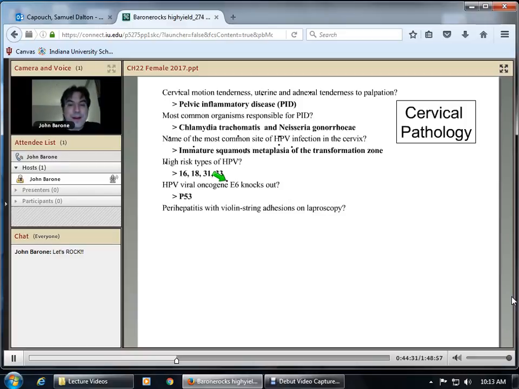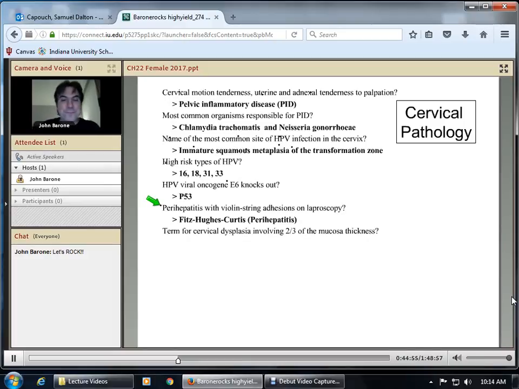All right, now what do you call it if you have a perihepatitis and you see violin string adhesions between the capsule of the liver and the fallopian tube on laparoscopy? We call this Fitz-Hugh-Curtis, which is a perihepatitis. It's a form of pelvic inflammatory disease where it's basically infection modulated by the liver.